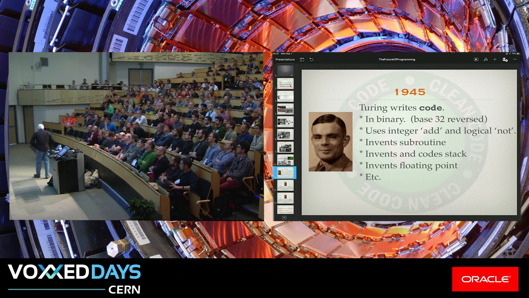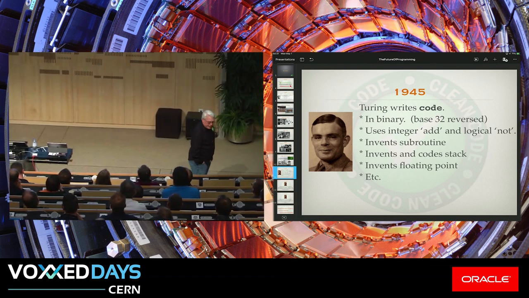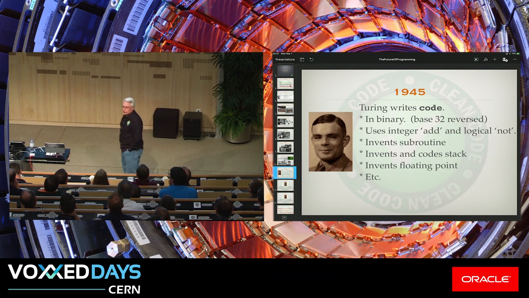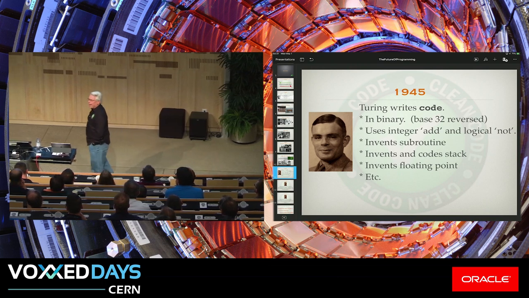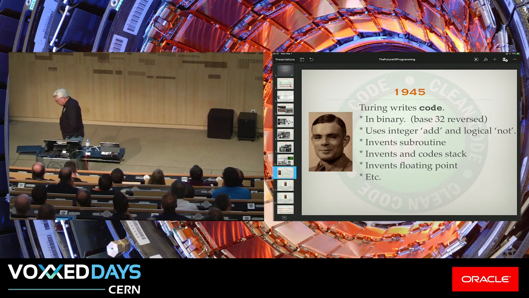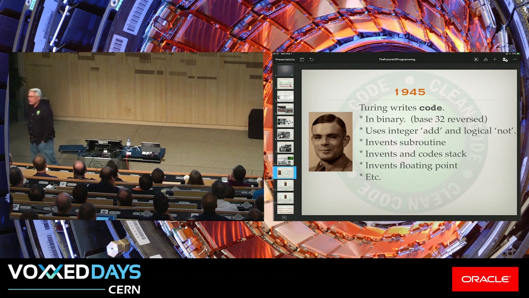Turing wrote code in binary, base 32, really. He didn't use hexadecimal, he didn't use octal, he invented base 32. I don't even know what to call that. But he had all of his own symbols for it. And he would program the machine in base 32, in binary.